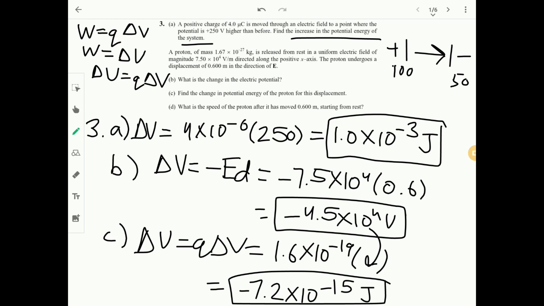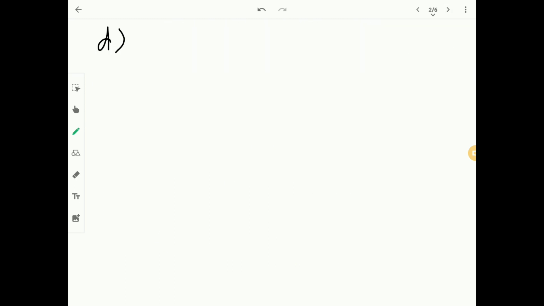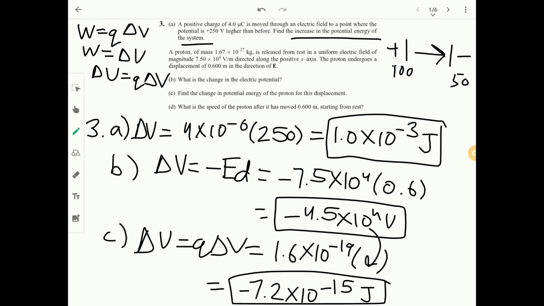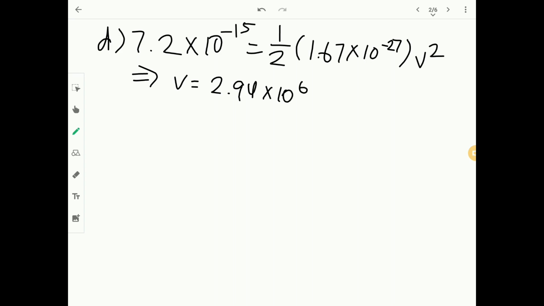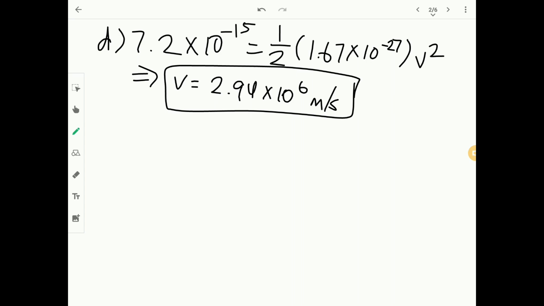So what is the energy we have lost? 7.2. But since we don't need to have it negative, it's 7.2 times 10 to the power of minus 15, which is equal to half mv squared, right? The kinetic energy, the mass is 1.67 times 10 to the minus 27. And this is v squared, and the v should be v equals 2.94 times 10 to the 6 meters per second. And this is the velocity of the proton.